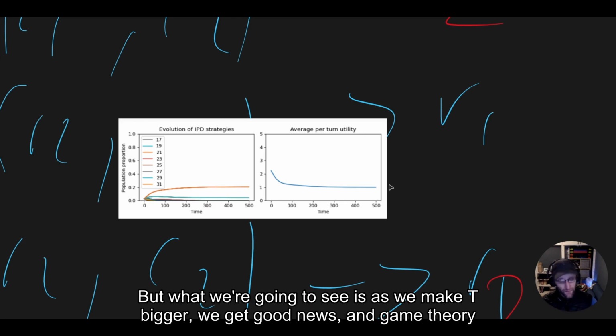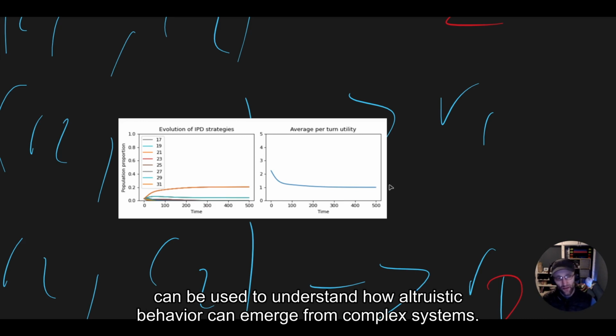But what we're going to see is as we make T bigger, we get good news. And game theory can be used to understand how altruistic behavior can emerge from complex systems.